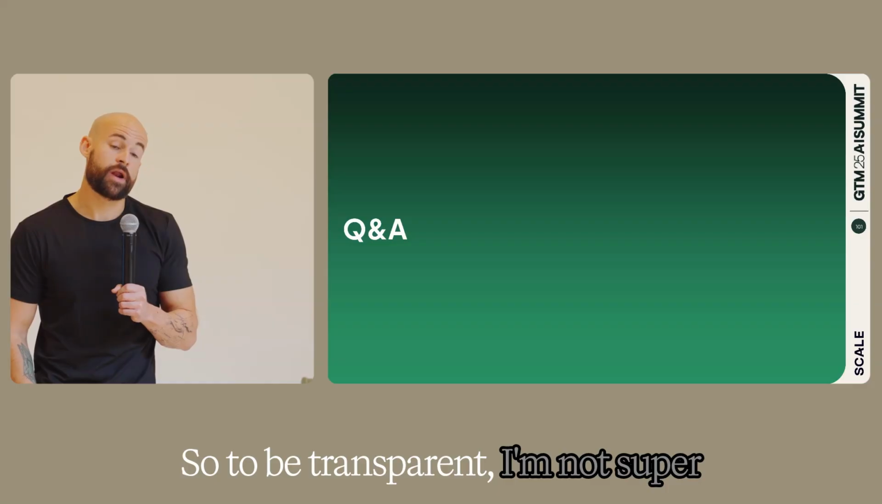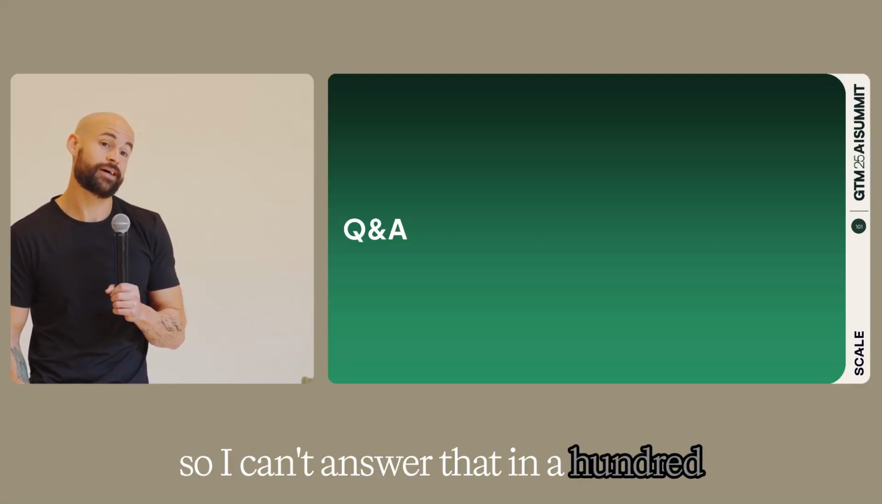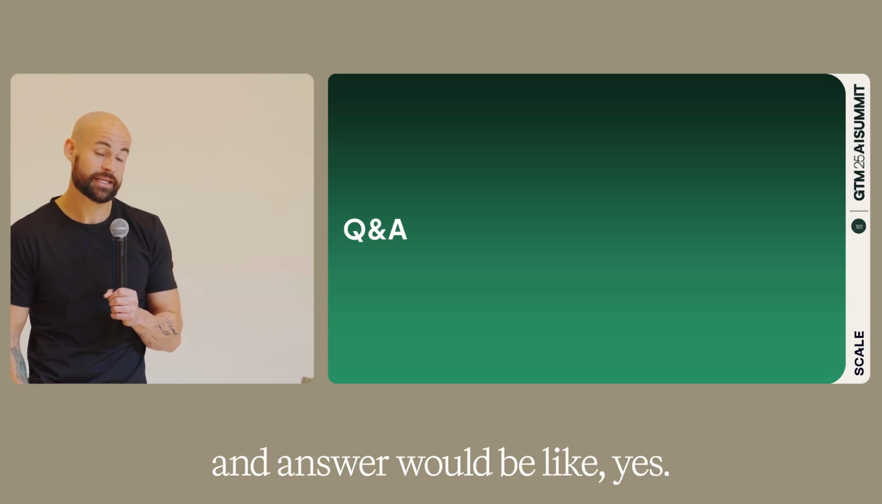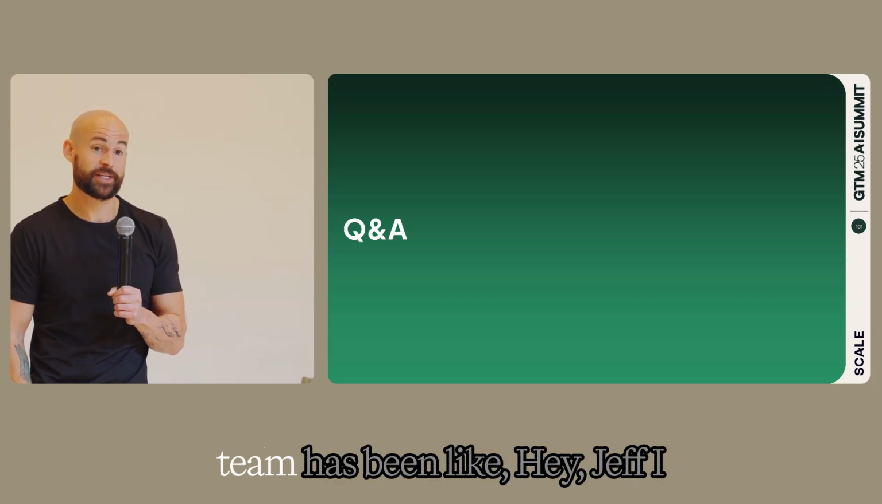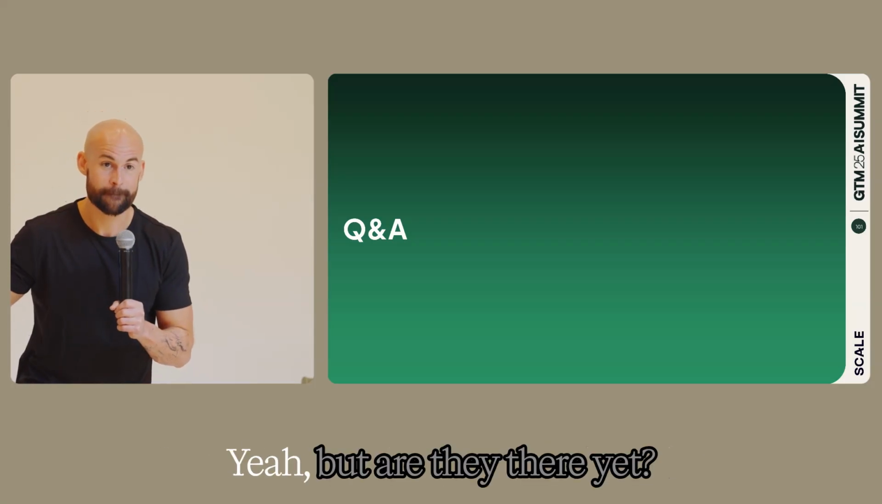So to be transparent, I'm not super close with the customer success teams, so I can't answer that with 100% certainty, but my assumption and answer would be, yes. I can't say that the customer success team has been like, hey, Jeff, I want to use all these things yet. In an ideal world, yes, they should be. But are they there yet?